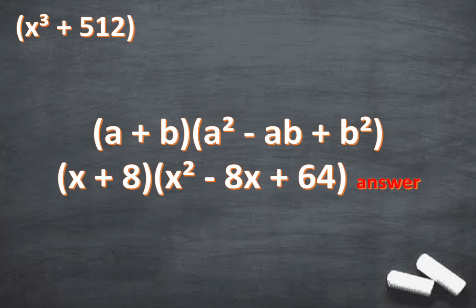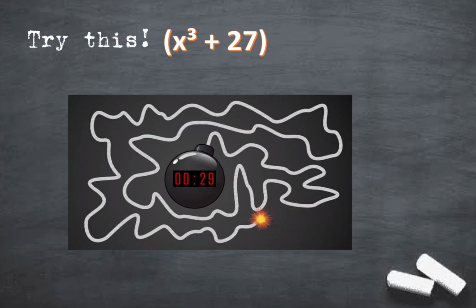Number 2, write the factored form in the form a plus b multiplied to a squared minus ab plus b squared. Let us substitute and perform the necessary operations. Hence, we get x plus 8 multiplied to x squared minus 8x plus 64. Try this. Factor x cubed plus 27.